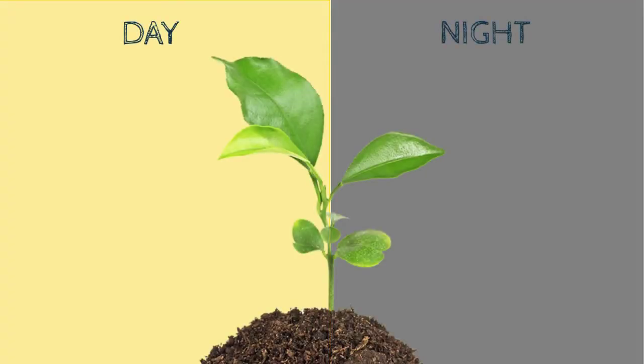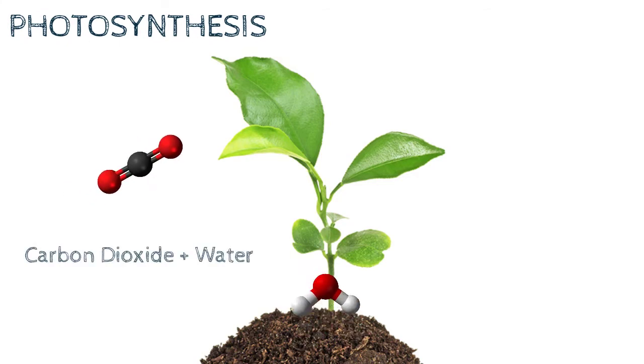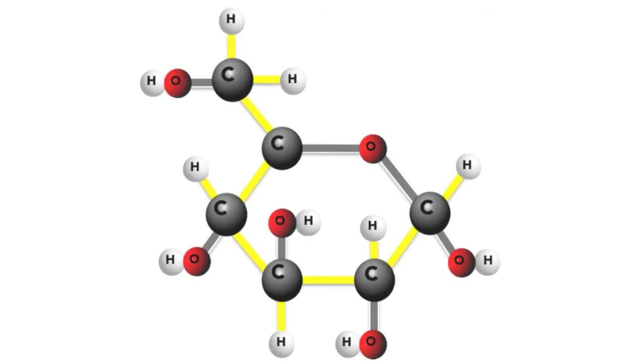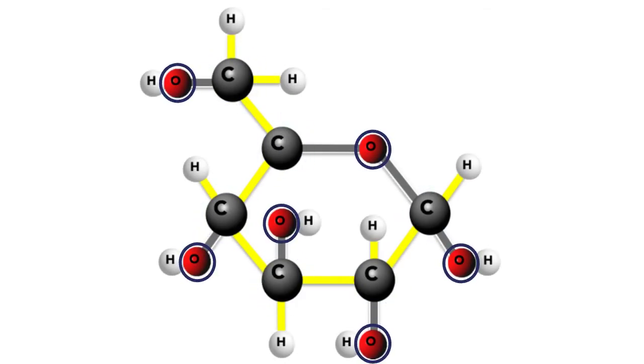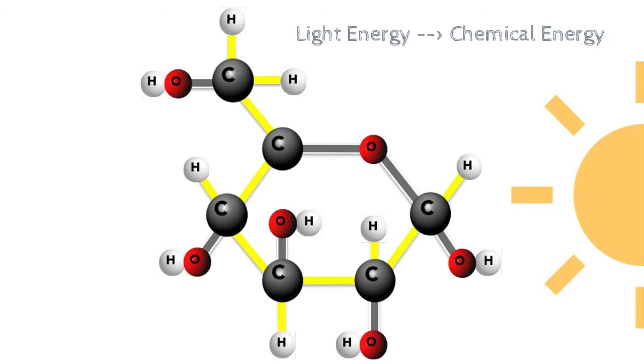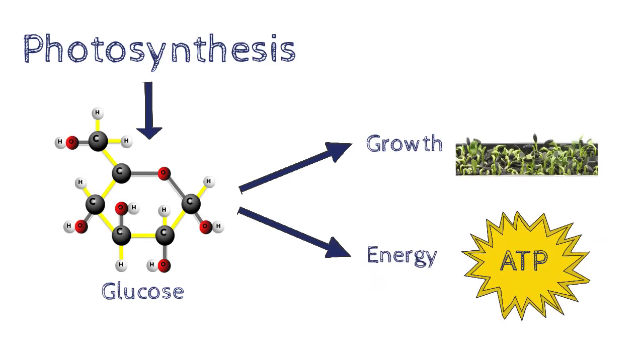So let's recap. During the day, when there's plenty of sunlight available, the plant is able to perform photosynthesis to make glucose. Photosynthesis takes in carbon dioxide and water and produces glucose and oxygen. Glucose is a biomolecule that contains atoms of carbon, oxygen, and hydrogen. Photosynthesis only occurs during the day because sunlight energy is required to form the high-energy carbon-to-carbon and carbon-to-hydrogen bonds in glucose. Once the plant has glucose, it can use the glucose either for growth or for energy.